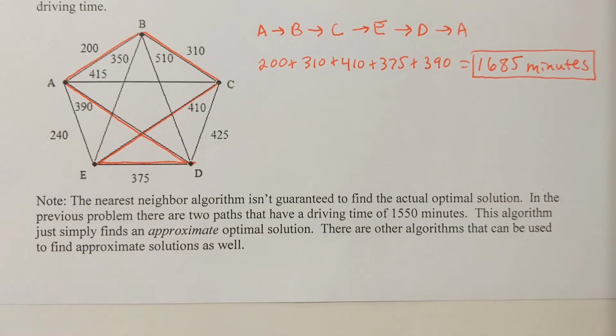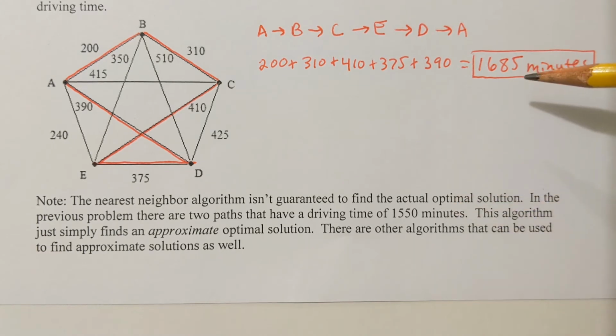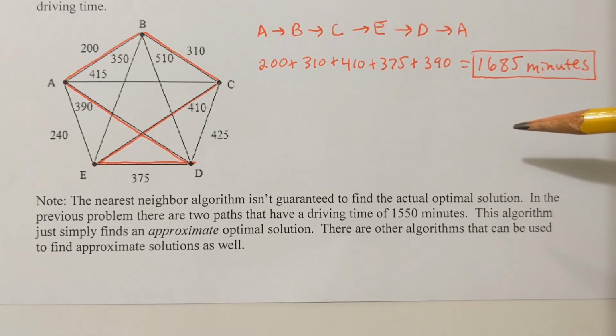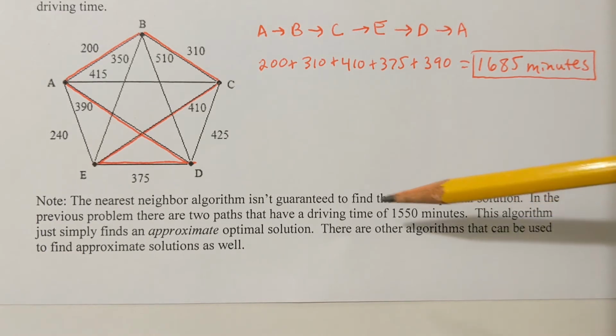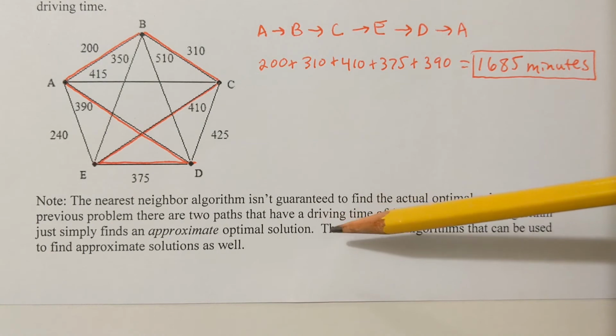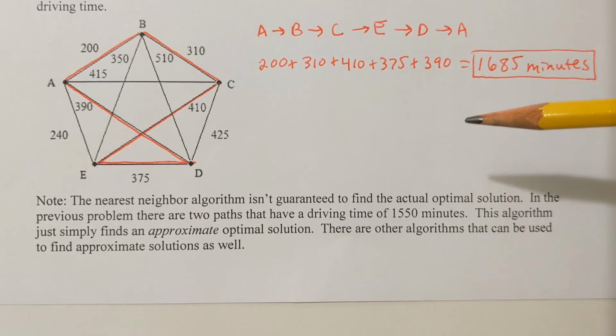As a note, the nearest neighbor algorithm isn't guaranteed to find the actual optimal solution, or the one that has the least amount of weight. In the previous problem, there are 2 paths that have a driving time of 1,550 minutes. This algorithm is simply one that finds an approximate optimal solution. There are other algorithms that can be used to find approximate solutions as well.